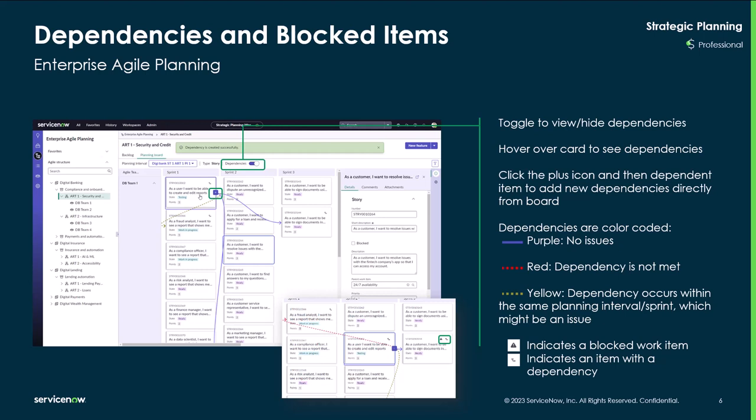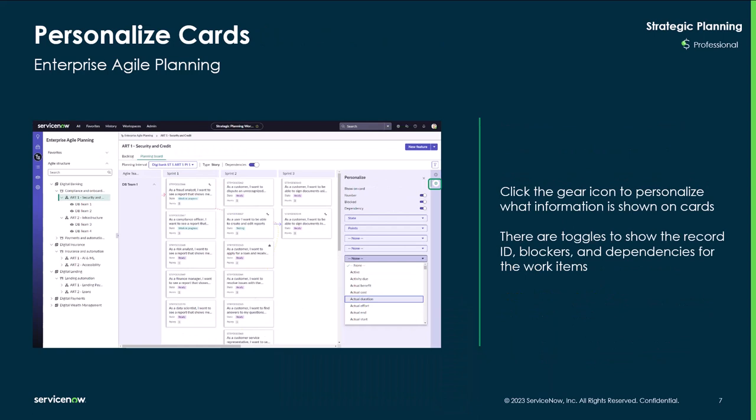If the dependency lines are purple, there are no issues. If they're red, that means that the dependency is not met. And if it's yellow, it means that the dependency occurs within the same planning screen, which could also be an issue. And the triangle warning icon indicates a blocked work item. You can now click on the gear icon to personalize which information is shown on the cards.